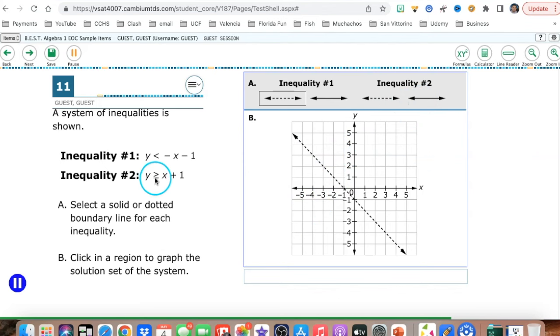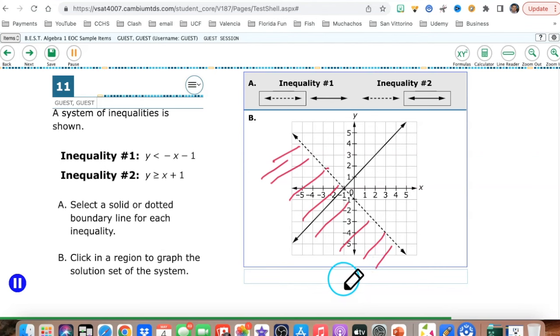Second one, y is greater or equal to x plus 1. Greater than or equal, so it's solid. And that's my second line. All right, now let's do something. When you're shading, if it has y is less than, that means my shade is below the line. Y less than is below. And here, y is greater, that means is a solid line and is above. So y greater is above.